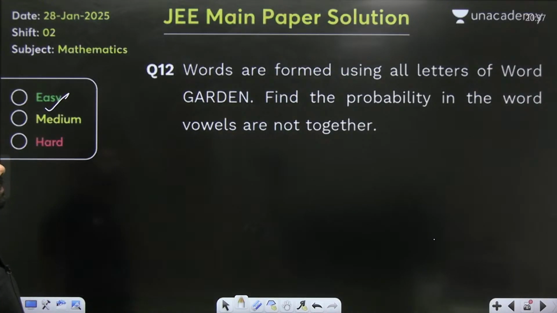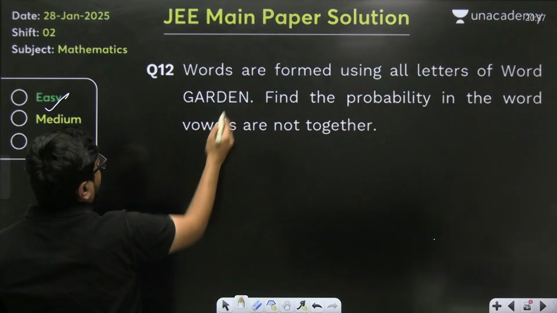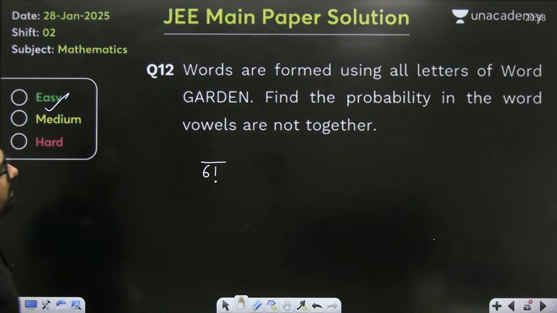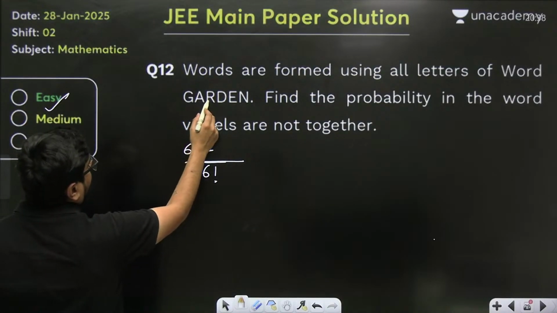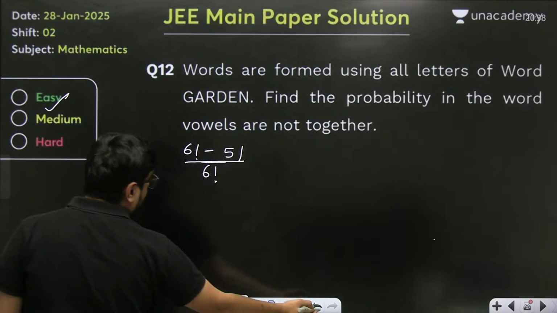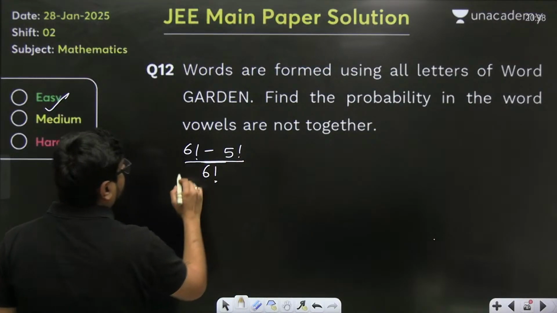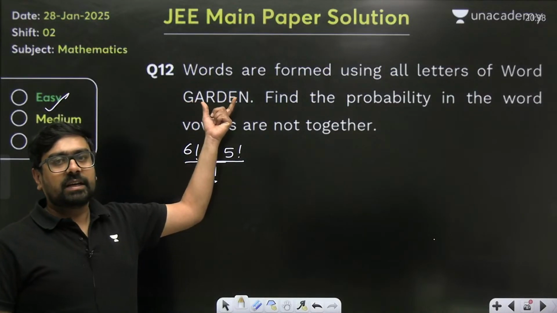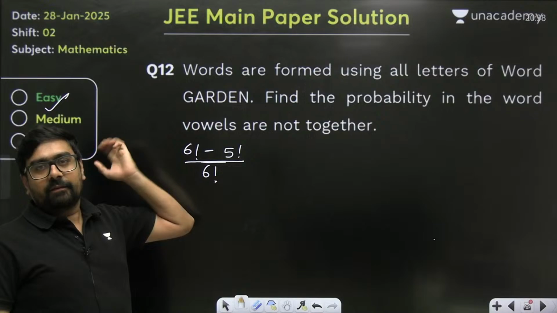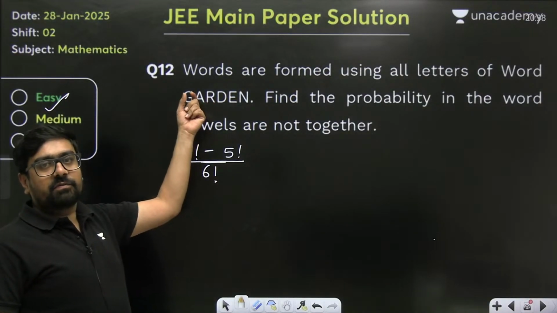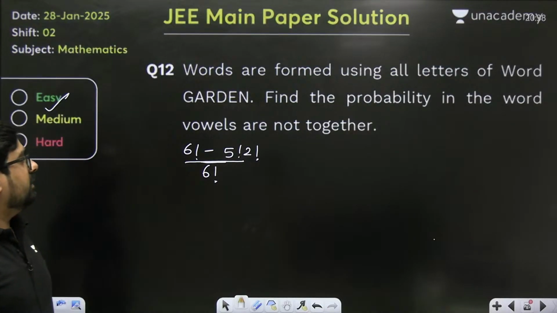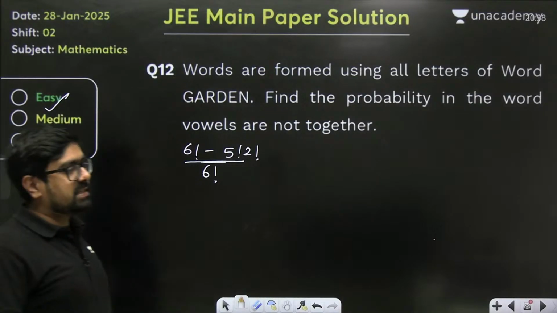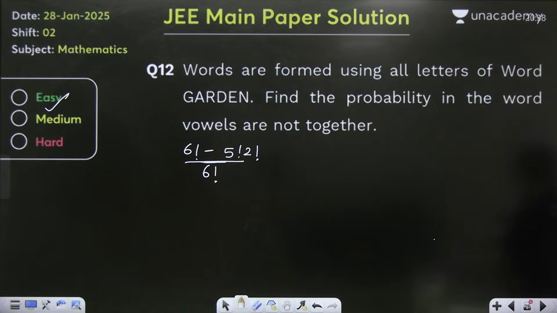The total number of arrangements will be 1, 2, 3, 4, 5, 6, so 6 factorial will be the total. And in what number of ways will vowels not be together? We'll subtract the ways in which vowels are together: 6 factorial minus 5 factorial, divided by 6 factorial. Total ways to arrange, minus 5 factorial ways in which vowels will be together, right? There also 2 factorial is multiplied because A and E, their order will also matter, right? This will be the solution if this exactly was the question. But there are still confusions about what the question was and what it meant. So let it be.